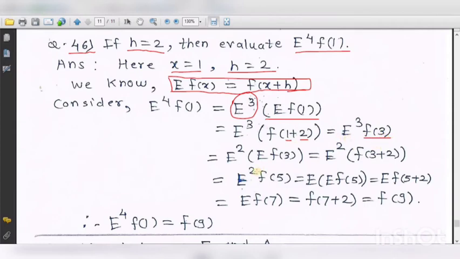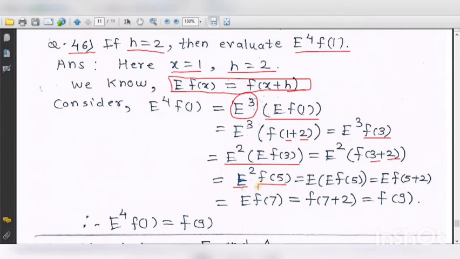Now the same we will apply. We will split E cube as E square E applied on f of 3. Now again we compare this E f of 3 with this E f of x. So here x equal to 3 and h equals to 2. So we will use the definition here. According to this definition, x equal to 3 and h equals to 2. So what we'll get? f of 3 plus 2, and what is it? f of 5.